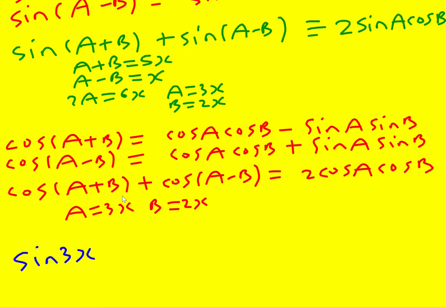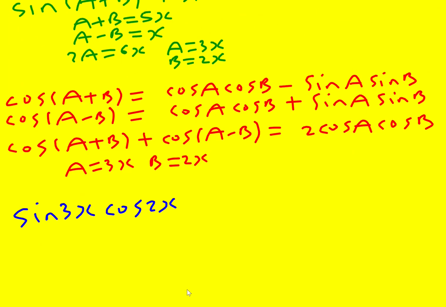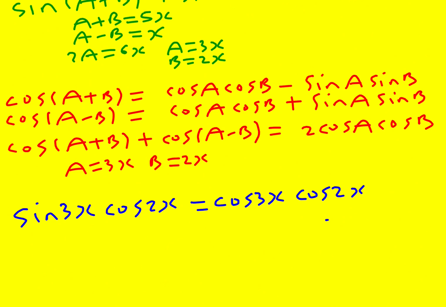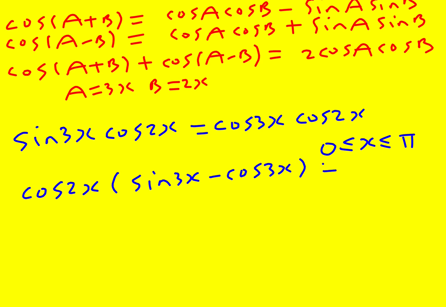Sine 3x cos 2x equals cos 3x cos 2x. And just need to remind myself, we are between 0 and pi, so we're working in radians. Right, next thing, there's a couple things you can do. You could just cancel the cos 2x out, but consider it equal to 0. But good practice really is to just factorize it out. So cos 2x, and then we're going to get sine 3x minus cos 3x equals 0.